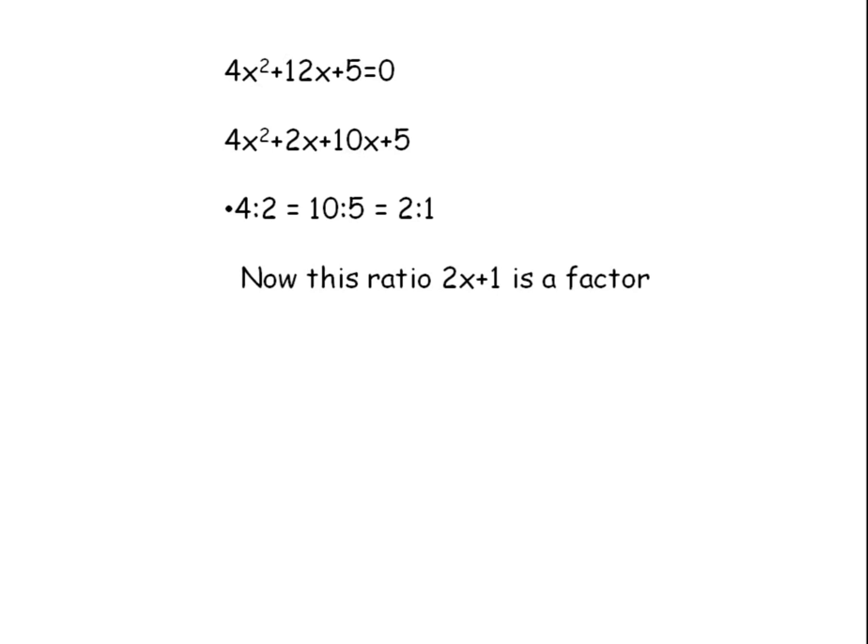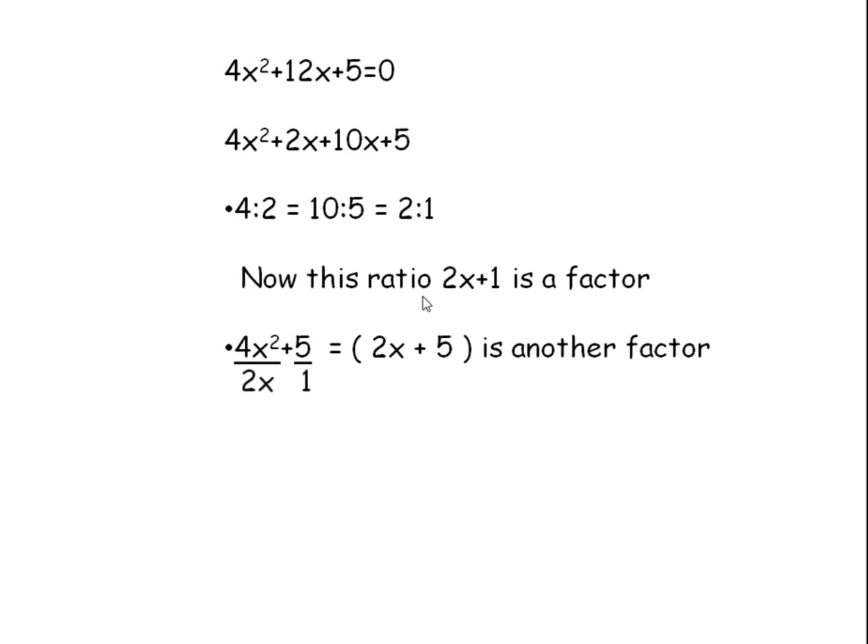2x plus 1 is a factor. See, this ratio you have to consider. So 2x plus 1 is one factor. Now we got one factor. Now what we are going to do is take the first and third terms and divide them respectively with each term of our factor. So this 2x will divide this 4x square and this 1 will divide this 5. And here we get 2x plus 5. This is another factor.